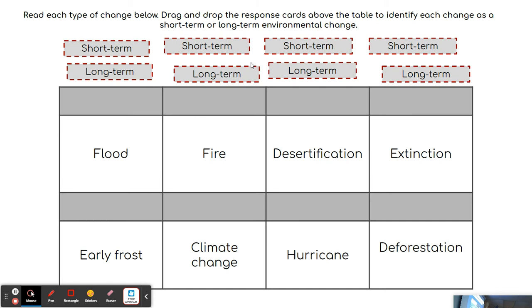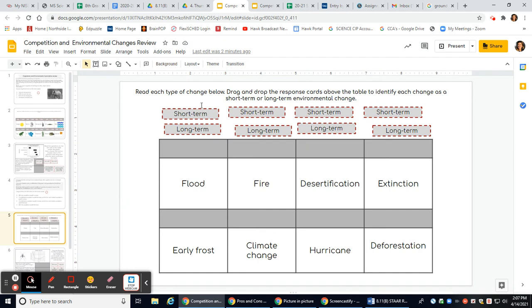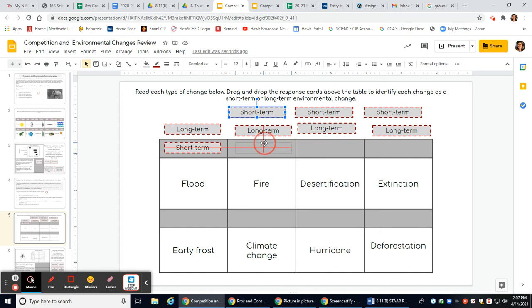Read each type of change below, and then we're going to drag and drop the response cards above the table to identify each change as short or long-term environmental changes. So remember, short term, it happens very quickly. So that's a flood. And in a short term environmental change, either the organism migrates or it dies. In a fire, that's short term, it happens very quickly. And again, either the organisms migrate, die, or have adaptations that allow them to survive.